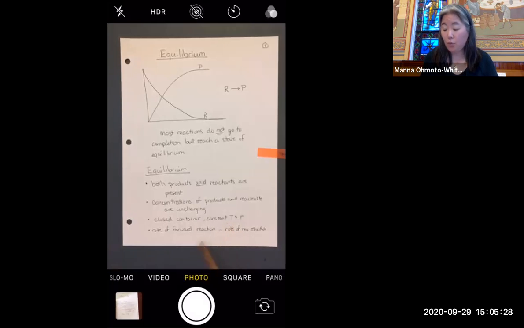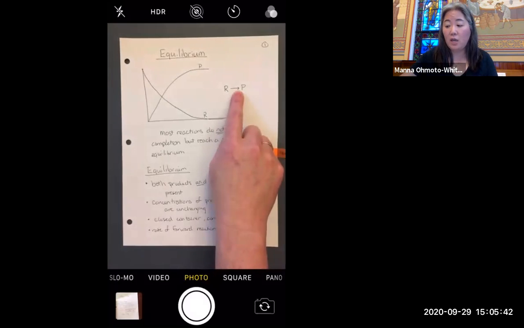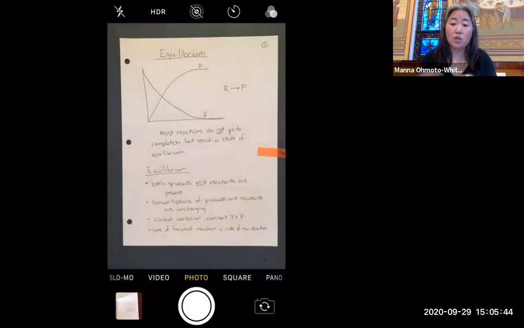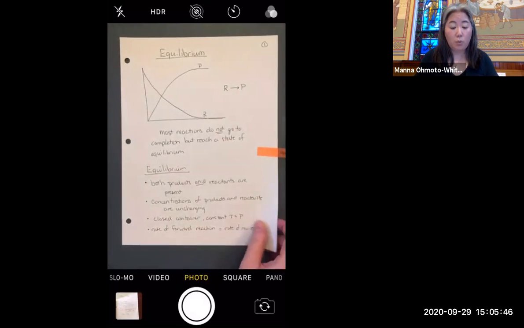And what happens is that when I reach that equilibrium point, I'm going to have the rate of my forward reaction equaling the rate of my reverse reaction. So the way that we write reactions that go to equilibrium is that instead of a single-headed arrow, we have a double-headed arrow that shows the reaction going both ways.